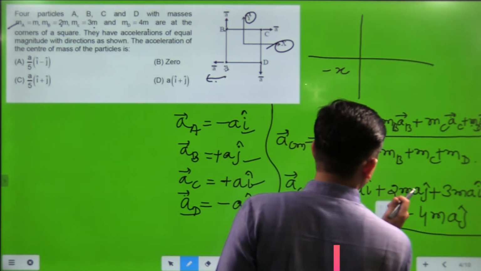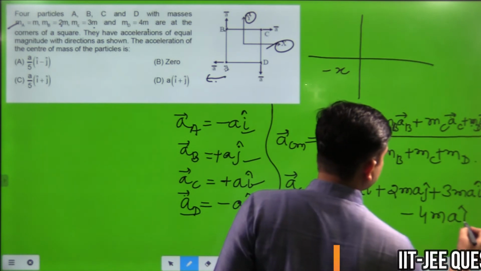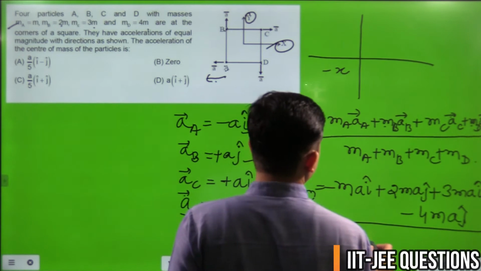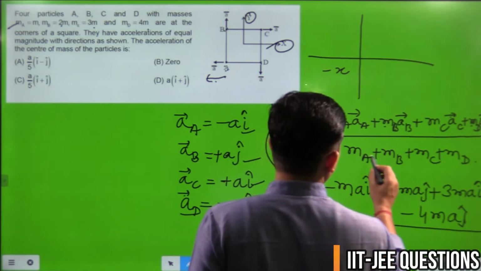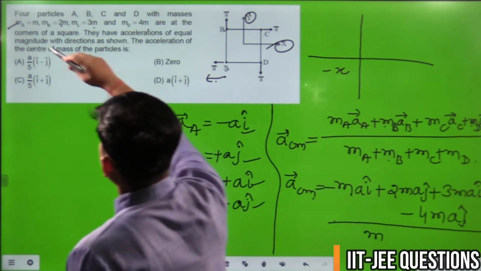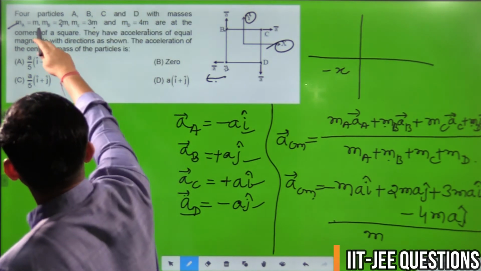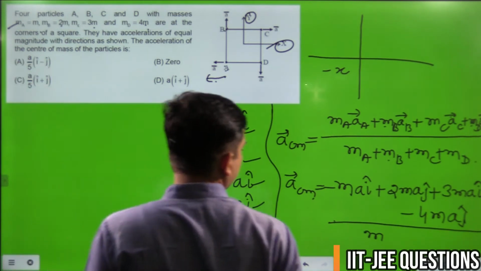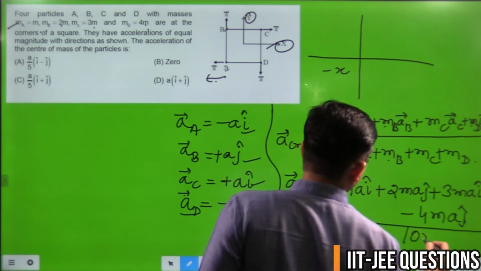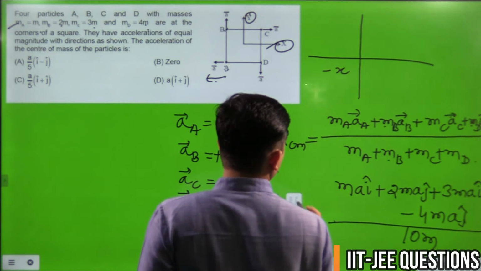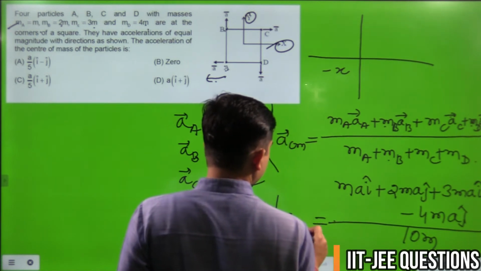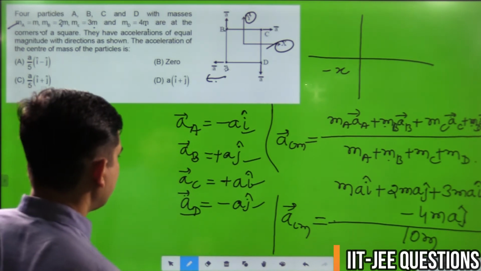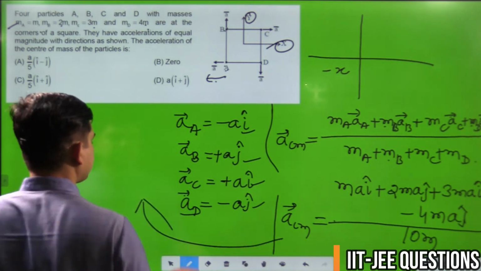And divide upon, in the denominator it's M_A, M_B, M_C, M_D, means 1m plus 2m plus 3m plus 4m, 4 plus 3 is 7, plus 2 is 9, and 1 is 10m, total 10m. It's the value of the acceleration of the center of mass. Now I think it's very easy. We'll solve here.